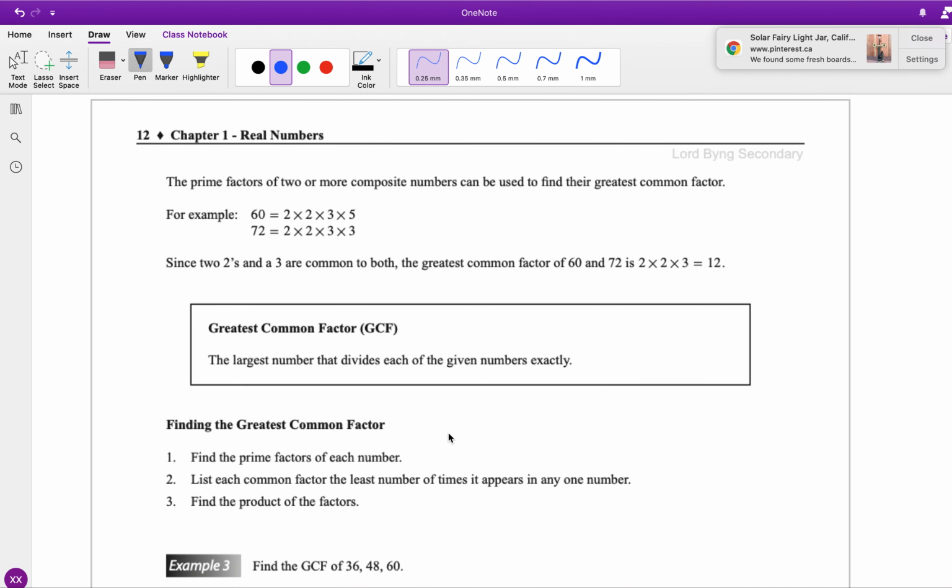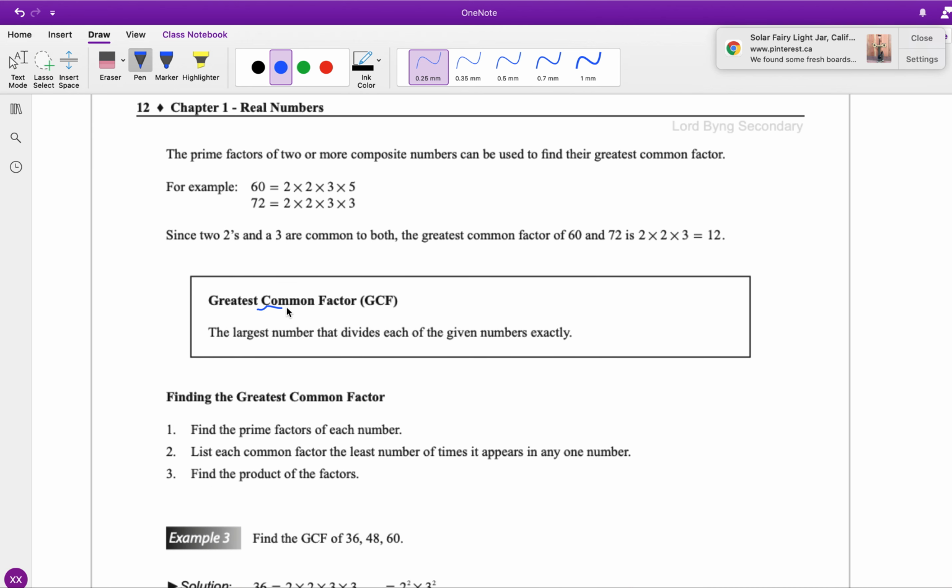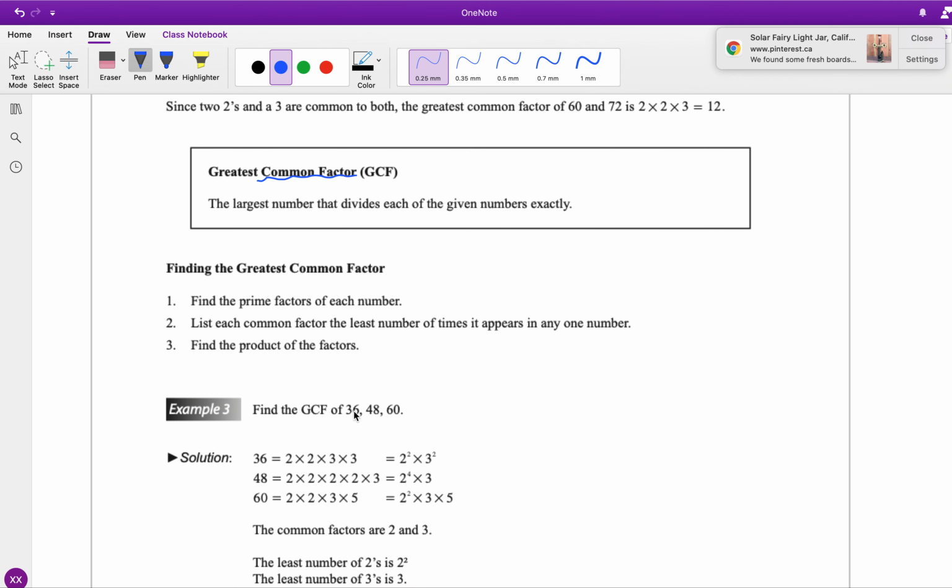Okay, so now we get to greatest common factor. So greatest common factor means if we take two numbers together, we're going to locate the common factors, and they're the greatest. So now, for example, 36. When we do a prime factor tree, then we can see this is 2 to the power 2 multiplied by 3 to the power 2. So just to show you quickly what was happening here.